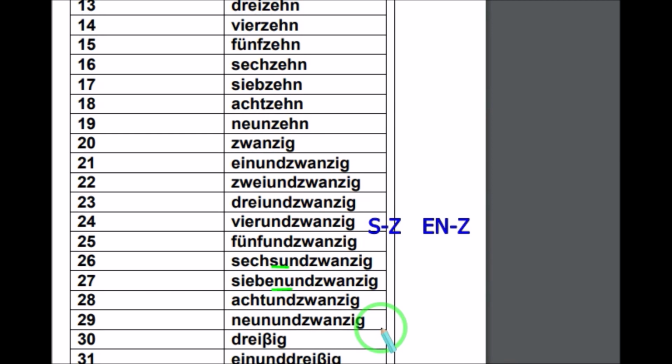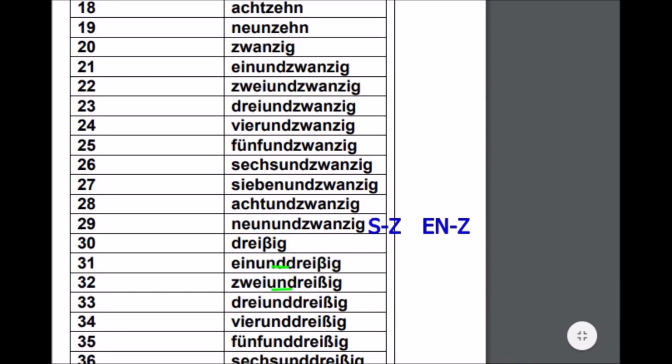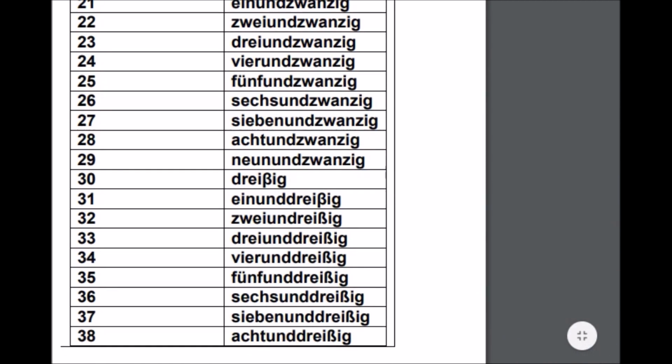Now 30 becomes dreißig. I repeat, it's dreißig. Now again for 31, I said that learning these numbers is very easy. It's just a small trick to learn it. For 31, you will repeat ein, und, and as it is the series of 30s, you will just add dreißig.